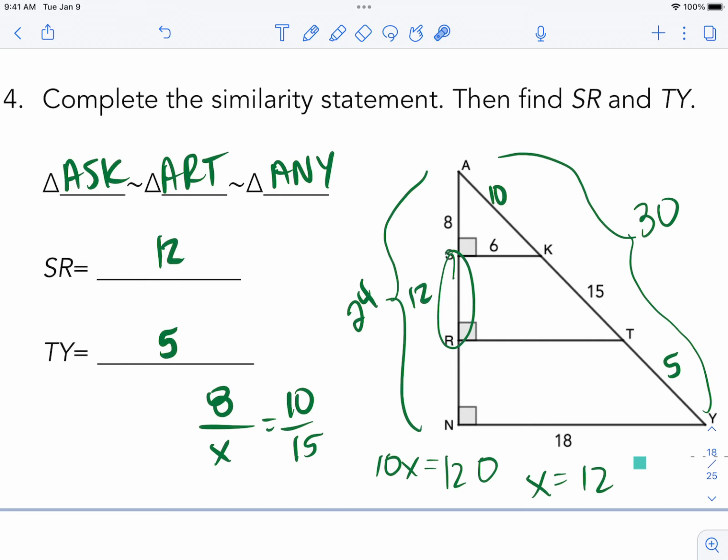So again, for that last one, SR, I just used the fact that the parts were proportional. So 8 over SR should be the same ratio as AK 10 over 15. So again, it's all about, can you identify which parts are corresponding to each other, and do you understand how to set up the proportions, like how they're going to relate to each other. So again, the different parts are proportional to each other, but also the different sides are proportional to each other.